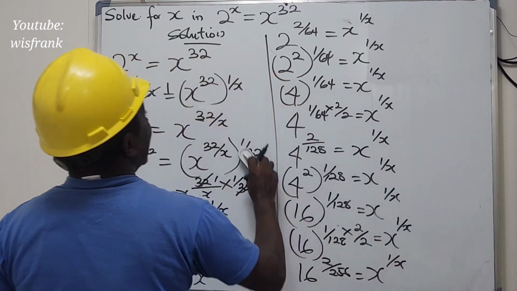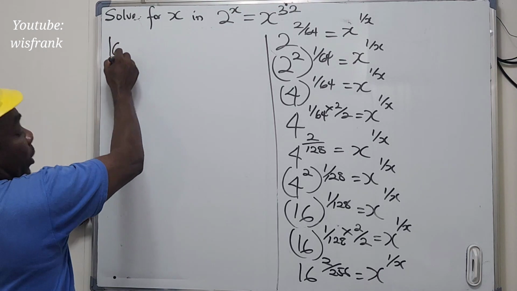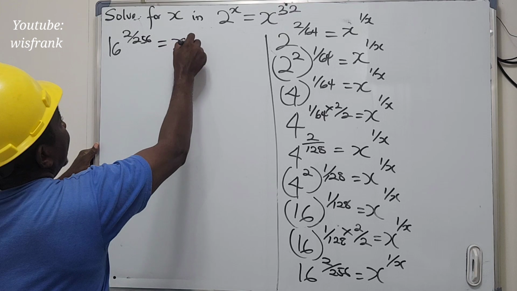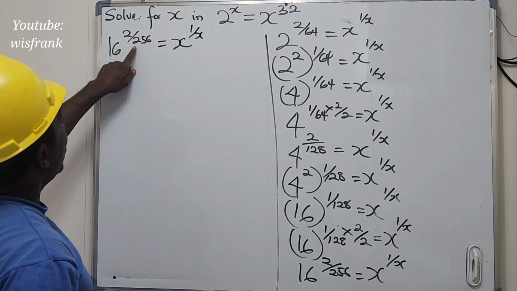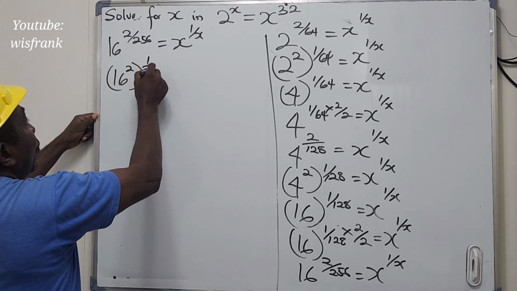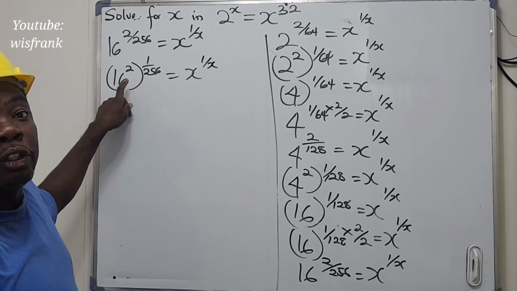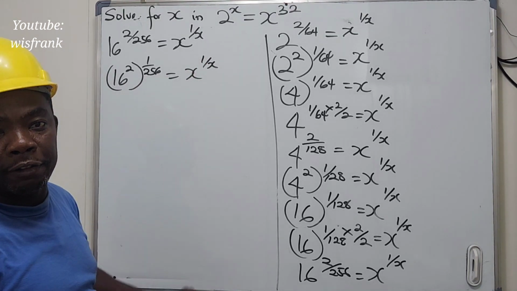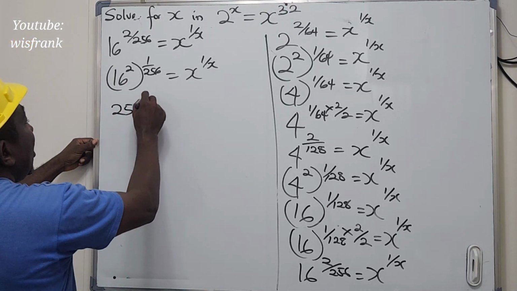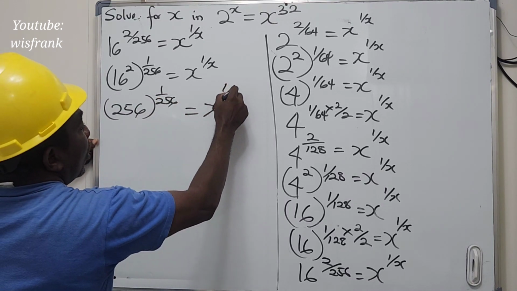Then we can write the other side as 16 to the power of 2 all over 256 equals x to the power of 1 all over x. So here we can write this as 16 to the power of 2, all to the power of 1 all over 256, equals x to the power of 1 all over x. 16 to the power of 2 is 256. If you punch your calculator, that's what you have. So we have here 256 to the power of 1 all over 256 equals x to the power of 1 all over x.